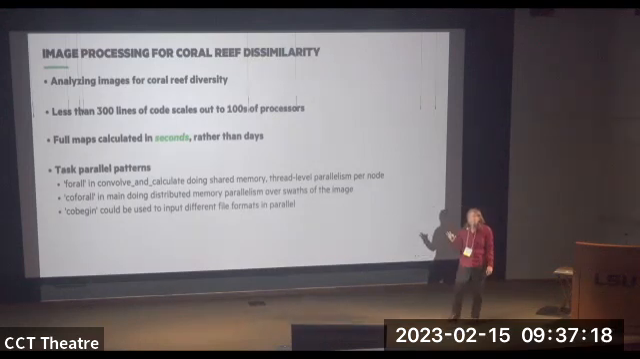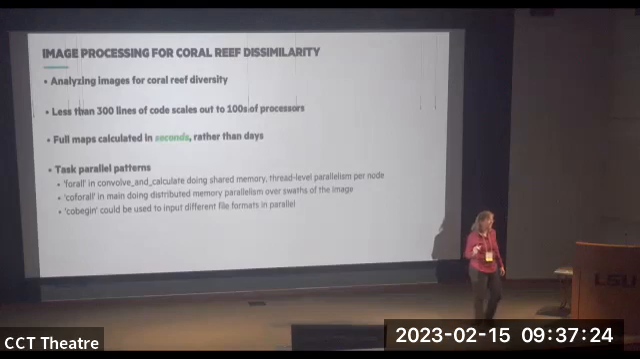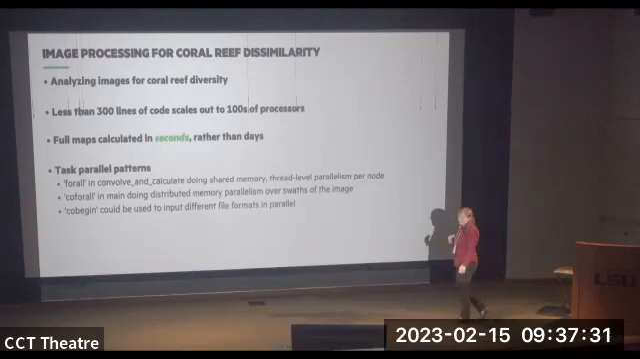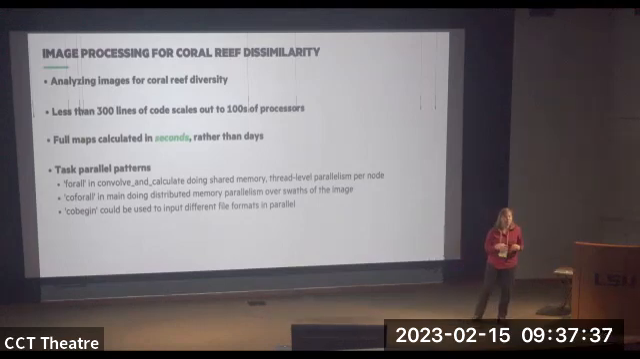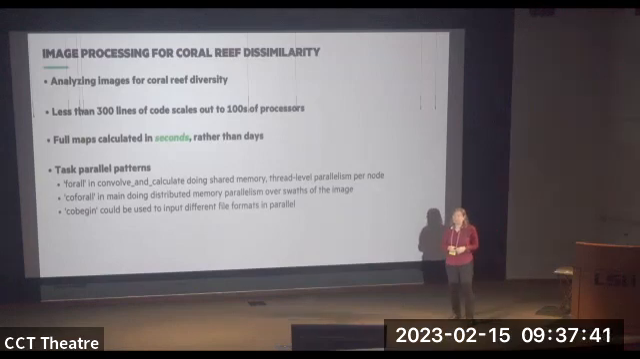So Scott has written less than 300 lines of code, and it scales out to hundreds of processors. He has access to Cheyenne, which is an NCAR machine that's in Wyoming. And he's calculating these maps in seconds rather than days, which is the previous approach. So his collaborators are really excited about this and throwing big problems his way.